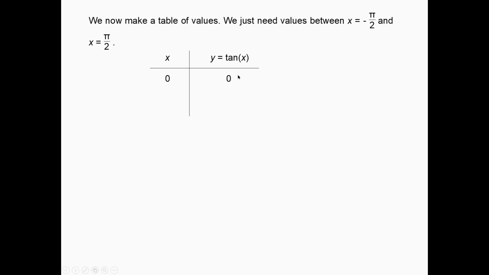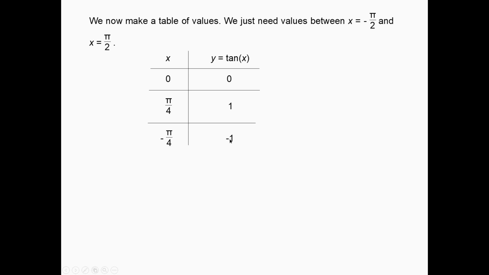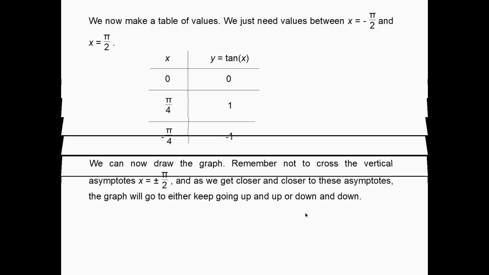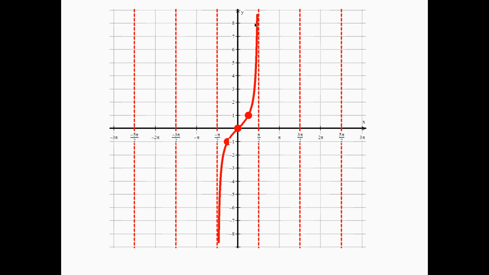When x is 0, the tangent is 0. When x is pi over 4, the tangent is 1. Again, I just took out my calculator to approximate this, or if you have that little picture of the unit circle. And at negative pi over 4, the tangent is negative 1. That's enough to draw it. So remember, don't cross the vertical asymptotes. So here's the basic period.